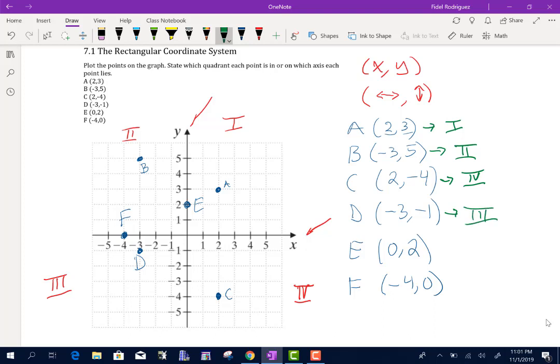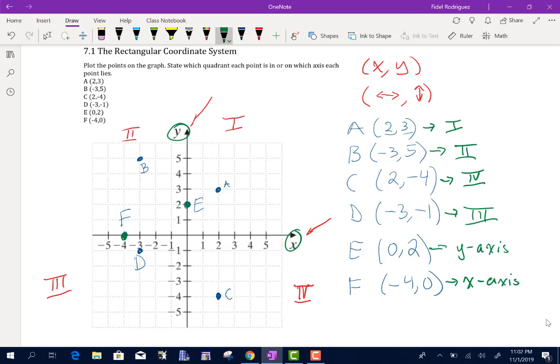Okay. Look at point E. Point E, guys, is right here. It's on the y-axis. So it's not in a quadrant because it's on that line. And the same thing for point F. Point F is on the x-axis.